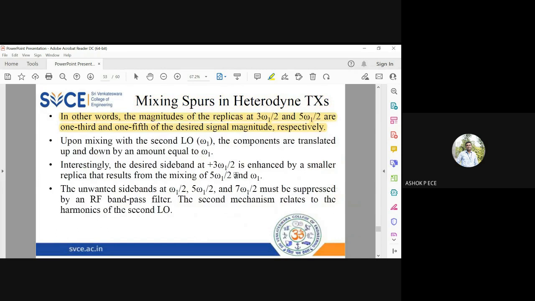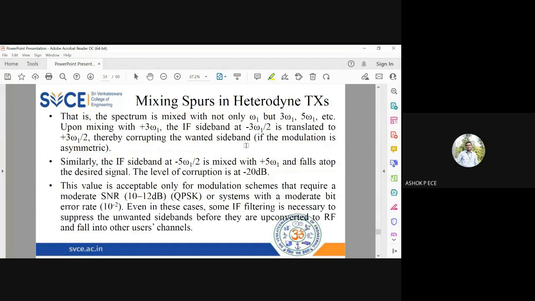Upon mixing with the second LO, they are again shifted by an equal amount. So interestingly, you can see the different replicas are happening at odd multiples of omega 1 by 2. So unwanted sidebands at omega 1 by 2, 5 omega 1 by 2, 7 omega 1 by 2 have to be suppressed. For that, you need to have a separate filter. So you can see how, if you think about solving one problem, it is going to lead to another problem in the architecture. It is going to be a very serious issue.